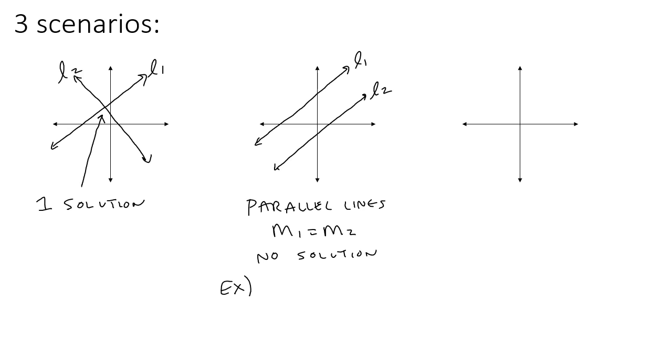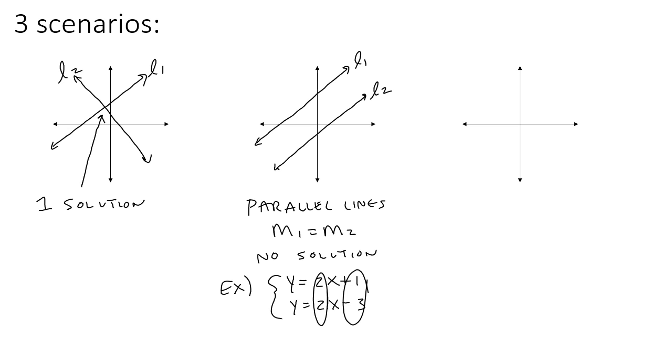And an algebraic example of a system that would fall in this category is this: y equals 2x plus 1 and y equals 2x minus 3. We can see that they have the same slope, which means they're parallel, but they have different y-intercepts, so they're not the same line. So the fact that they have the same slopes means that they're parallel and they will never intersect, thus no solution.